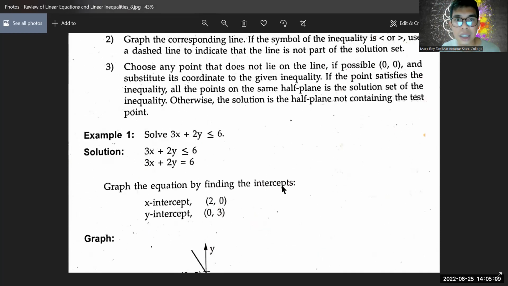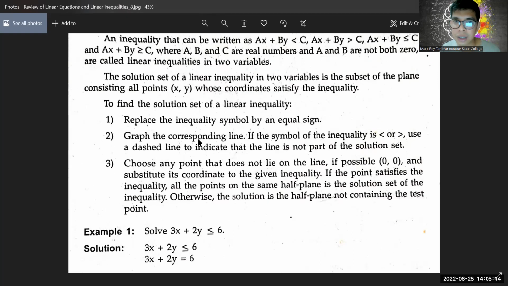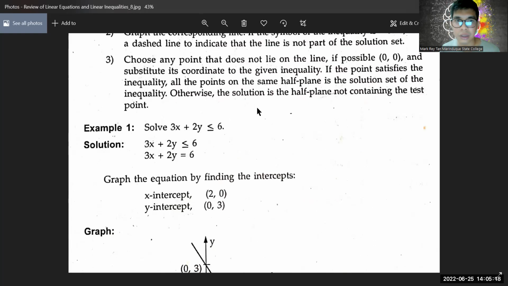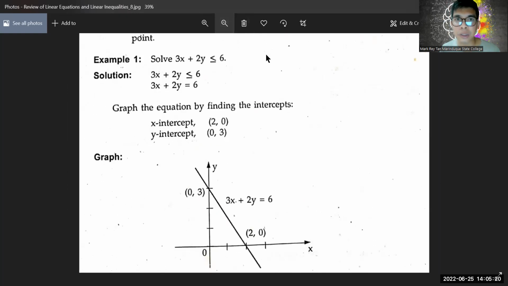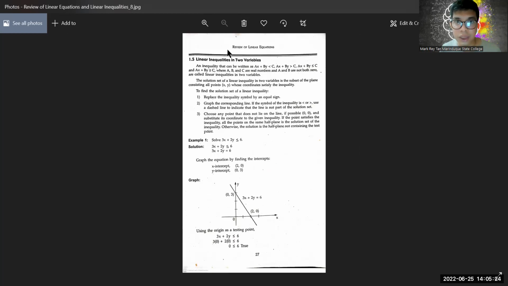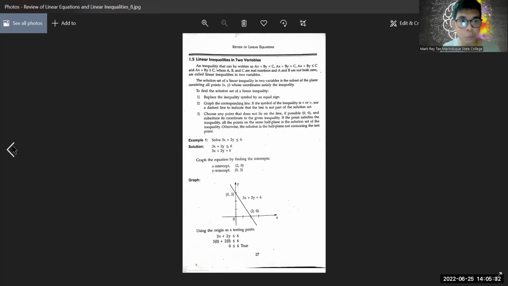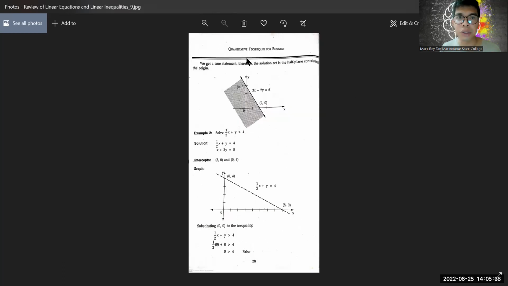Class, just to review, pina-follow natin tong guide on solving the linear inequalities in 2 variables. So yan yung guide natin pag solve. Ayan. So ganyan na nangyari. After nito, mayroon pa tayong testing point. At dahil true yung ating inequality in which 0 is lesser than or equal to 6.